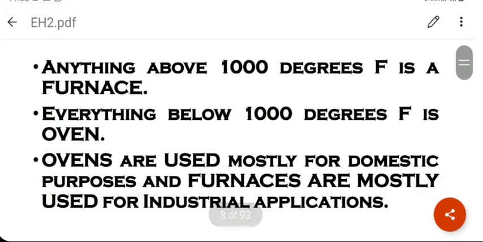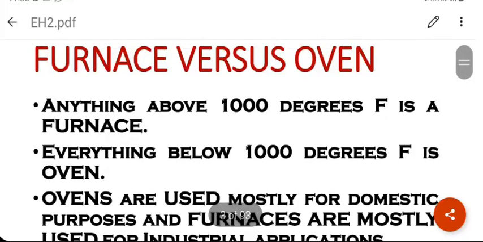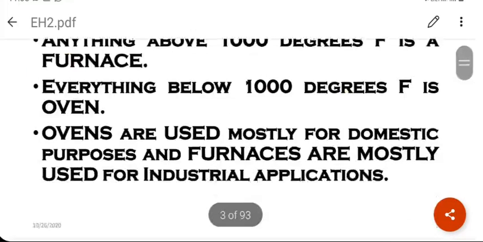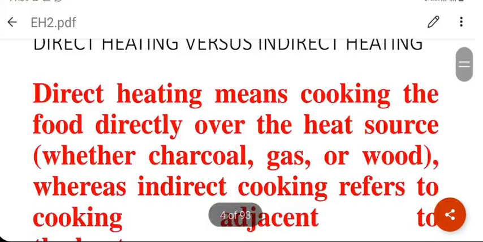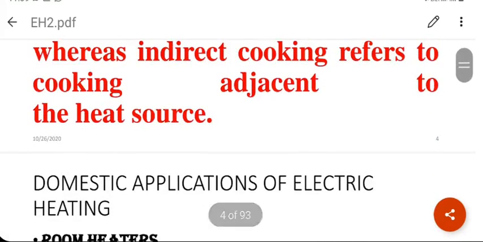Okay. Don't go by this definition very precisely. This is a rough guideline. Okay, that's it. Direct heating versus indirect. I have already told you several times, but it's written again here. Here they're talking about cooking the food directly over the heat. Okay. And they're assuming non-electric means of cooking right now. So, but the basic idea remains the same.